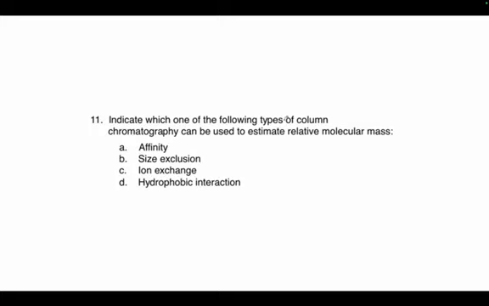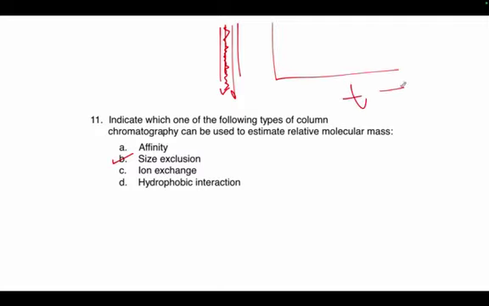Indicate which one of the following types of column can be used to estimate relative molecular mass. So this is actually something we can do using SEC, right? Since different proteins take different times to travel through the column. My smaller protein is going to take a much longer path, so it's going to take much longer to travel through the column. So if I have something, okay, I have elution time on the y-axis like this.